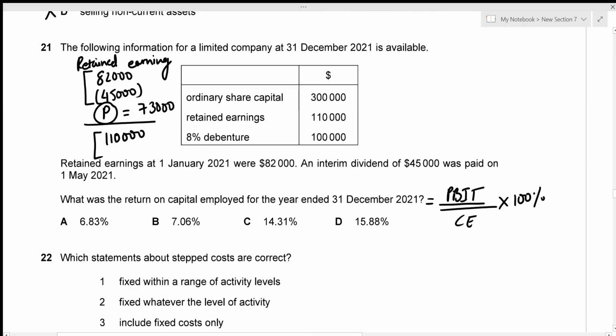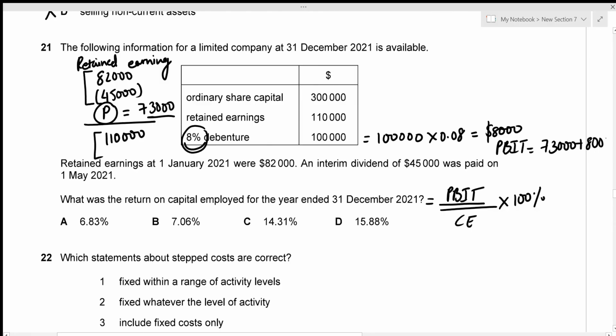But we need to figure out profit before interest and tax, which means that the interest amount need to be added to the 73,000. And we know that interest is paid on the debenture and the interest rate is 8%. So let's just figure out the interest first. That's going to be 100,000 into 8%. That's going to be 8,000. So the profit before interest and tax is going to be 73,000 plus 8,000. That is 81,000.